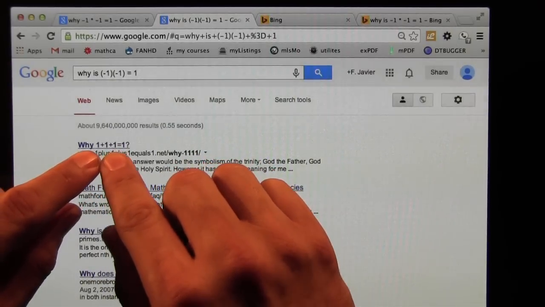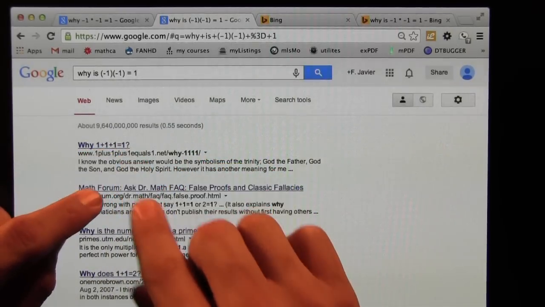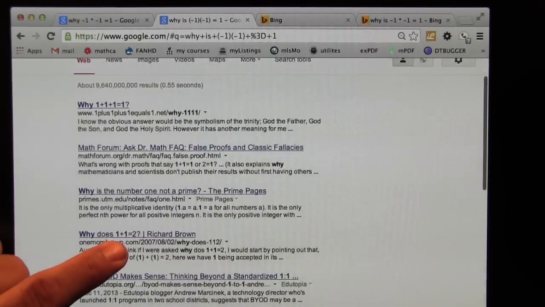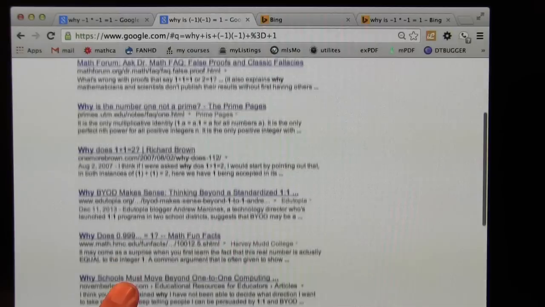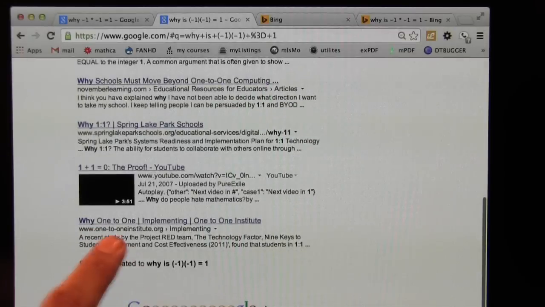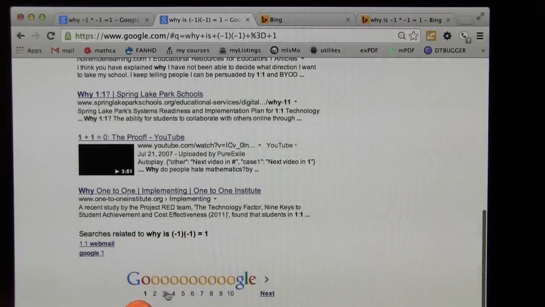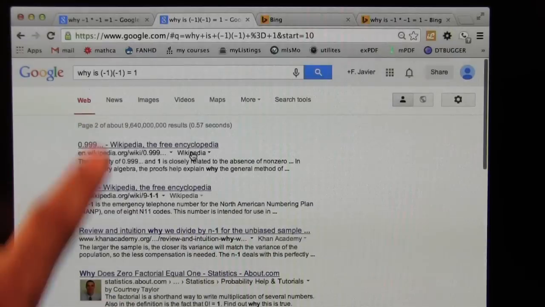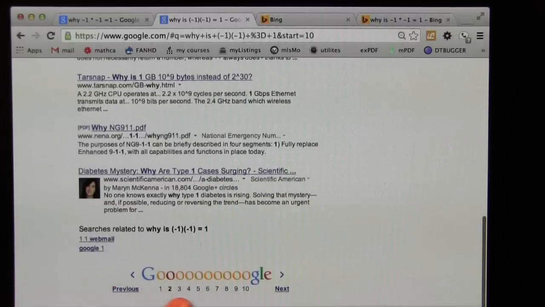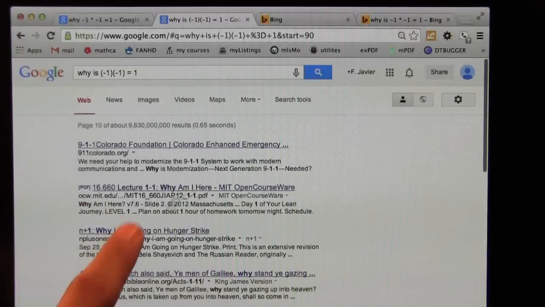Why is 1 plus 1 plus 1 plus 1? That sounds a little crazy. Not that. Skip that. Why 1 plus 1 is 2? No, that's not it. 1 plus 1 equals 0? I don't think so. Wait, maybe I just have to check the other pages. 911? No, what? Maybe I have to check the 10th page. Diabetes? No way.